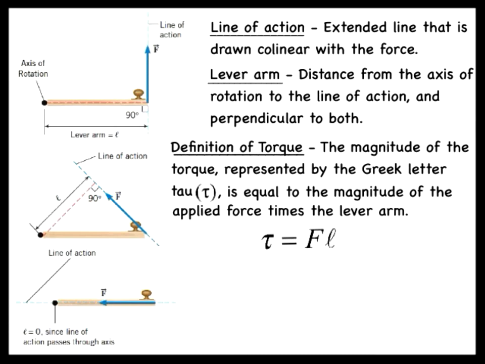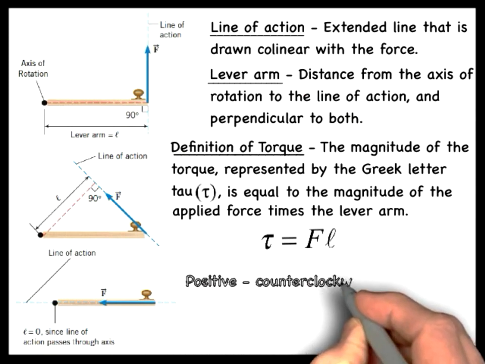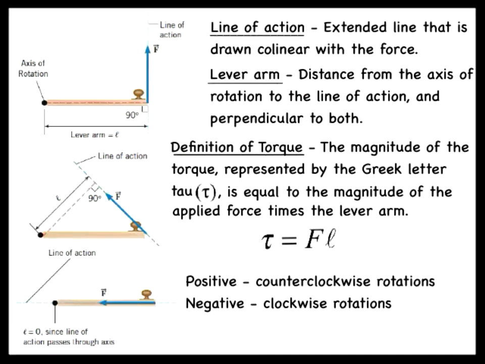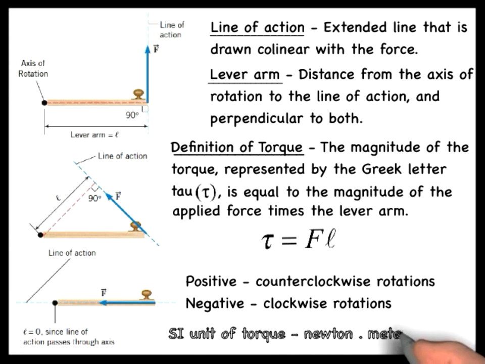times the lever arm. The vector nature of torque is handled the same way as with the rotational kinematic variables. The torque is positive when the force tends to produce a counterclockwise rotation about the axis, and negative when the force tends to produce a clockwise rotation. The SI unit of torque is the Newton meter. Notice that the magnitude of the torque not only depends on the magnitude of the force, but also on the length of the lever arm.